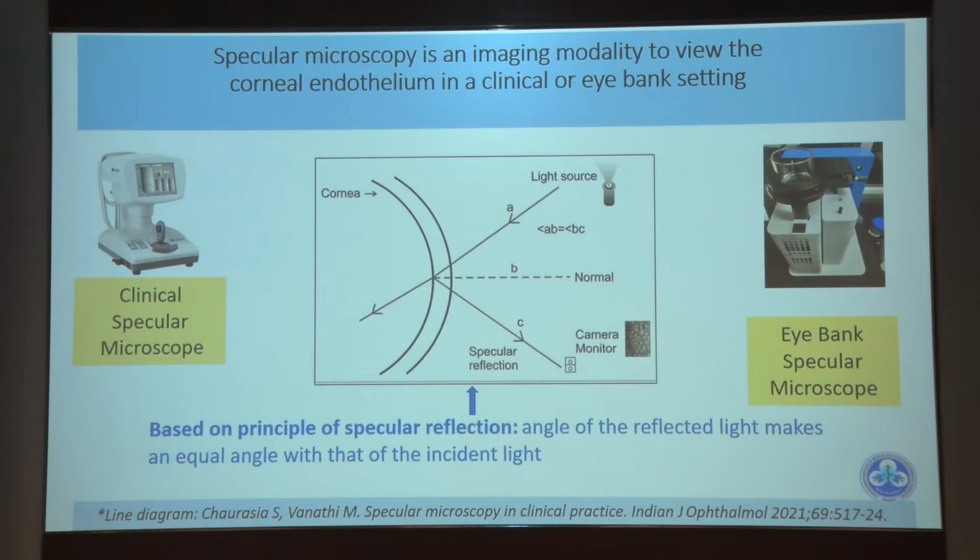Before I go ahead with the rest of the presentation, all the images are of my own patients, but this is an excellent review article in IJO by Dr. Sunita Chaurasia and Dr. Vanathi, which gives you all the details of specular microscopy. I would recommend that you go through it. If you go through that, you don't really need to go through anything else.